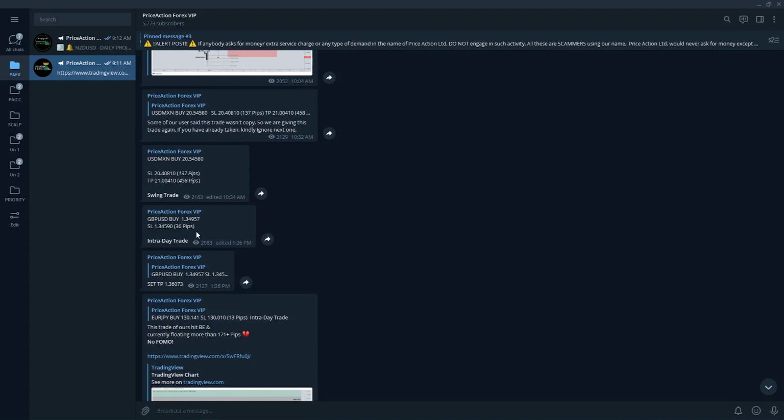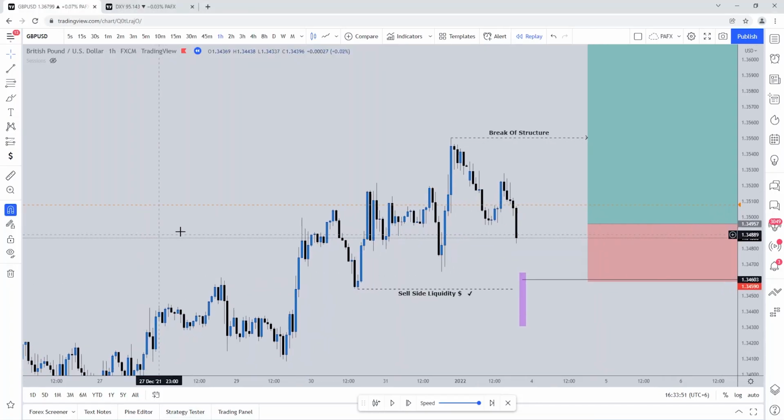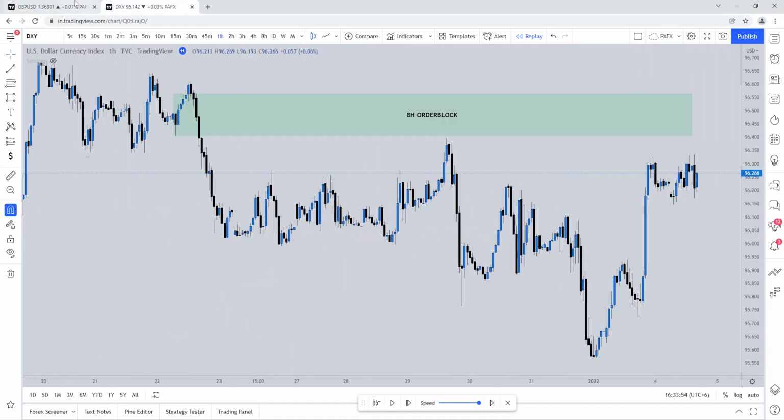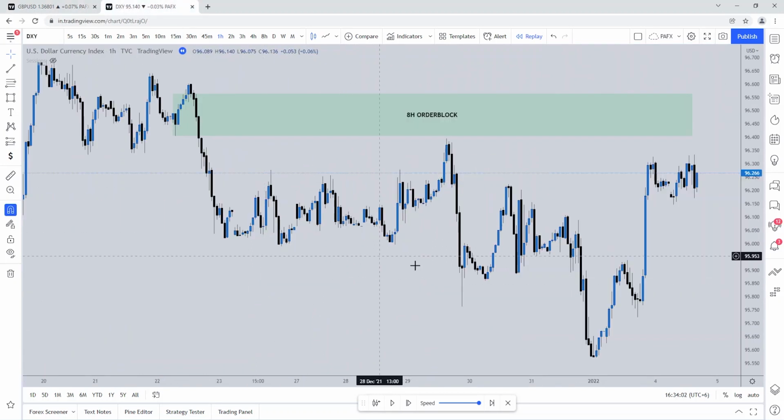On January 4, we took this GBP/USD buy with just 36 pips stop loss. Now let's get into the chart. We have the GBP/USD and DXY 1 hour charts in front of us. As we are looking for a long in GBP/USD, we are going to find out if DXY is showing any kind of bearish sign in front of us.